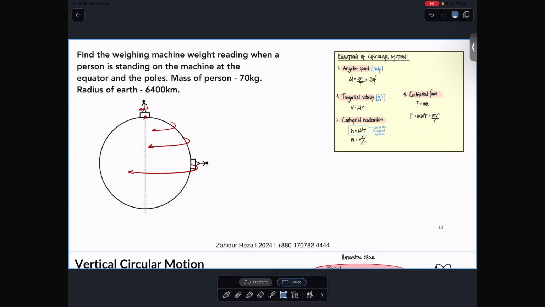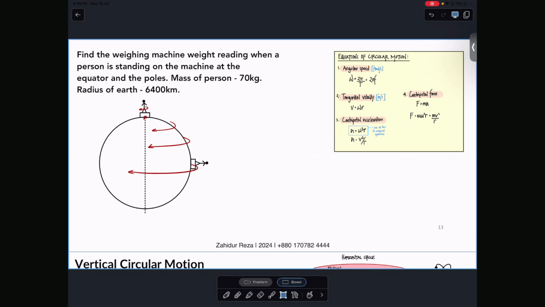The weight. Count how much it was, 70 mass, right? So by default, the weight is 70 into 9.81. The force, centripetal force. Yeah, that's correct.